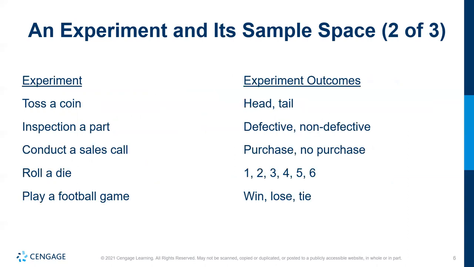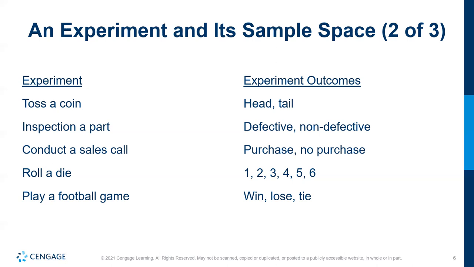Okay, so here are some examples of experimental outcomes or sample spaces. So if you toss a coin, the sample space would be heads or tails. What's the probability of getting heads on a coin toss? 0.5, right? Yeah, 50%. The inspection of a part is either defective or non-defective. A lot of times in business, it doesn't help us to ask how defective it is. Like when it's coming off the assembly line, we just want to know, is it defective or not defective? With a sales call, we get a sale or no sale, or purchase or no purchase.